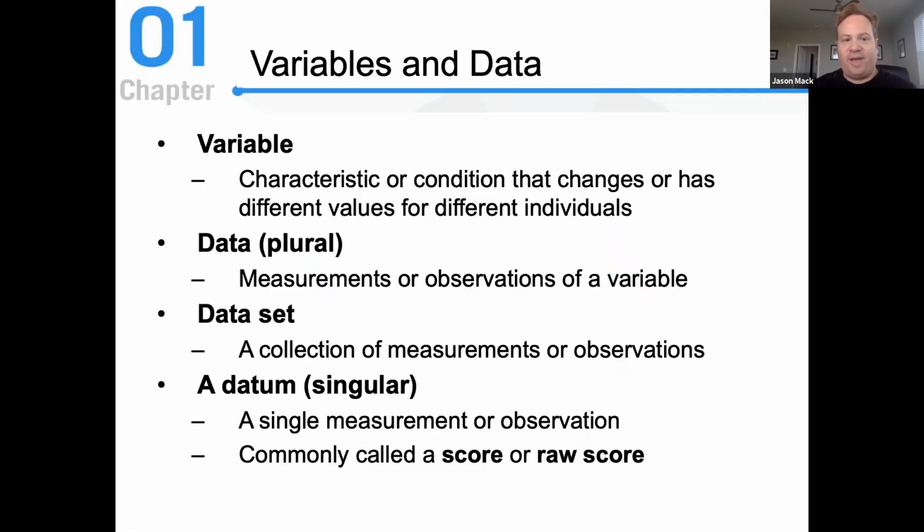So, variables and data. A variable is a characteristic or condition that changes or has different values for different individuals. Data is plural. Those are measurements or observations of a variable. You have a data set, a collection of measurements or observations. You have a datum, which is singular. A datum is a single measurement or observation, commonly called a score or raw score.